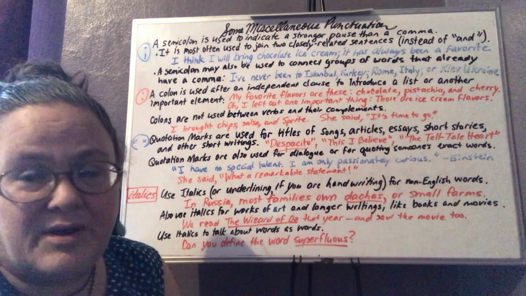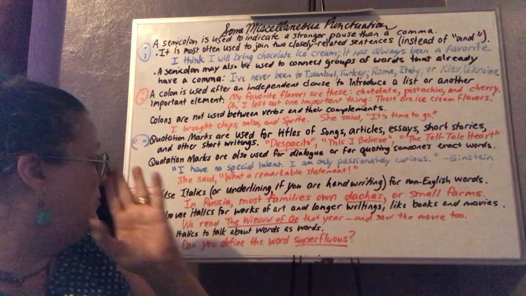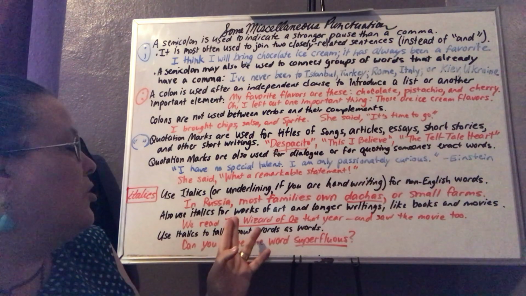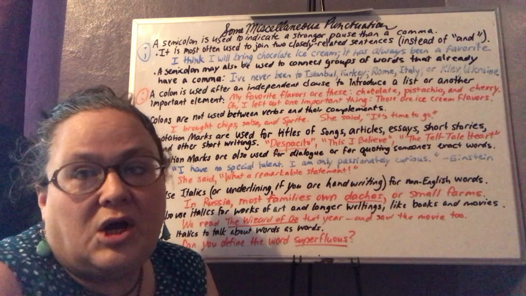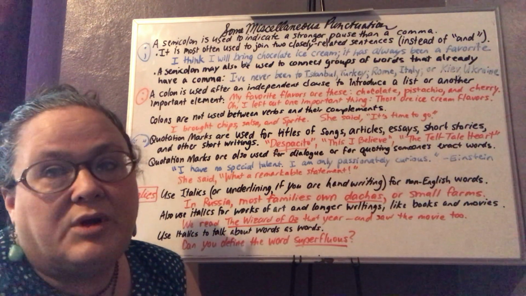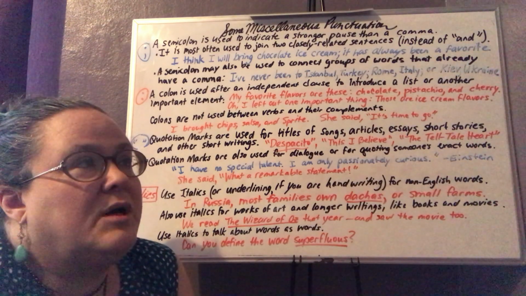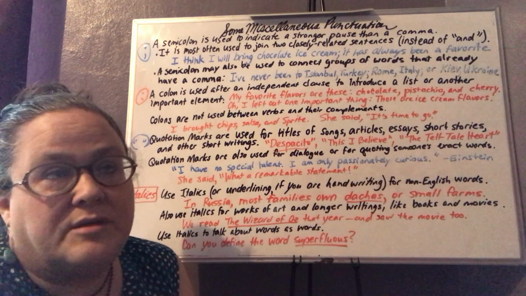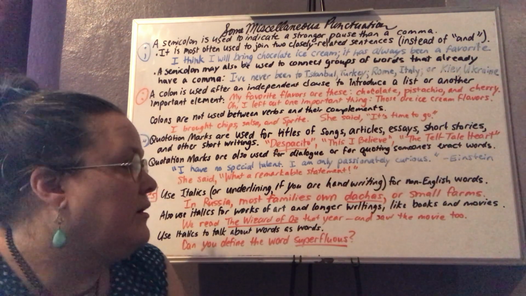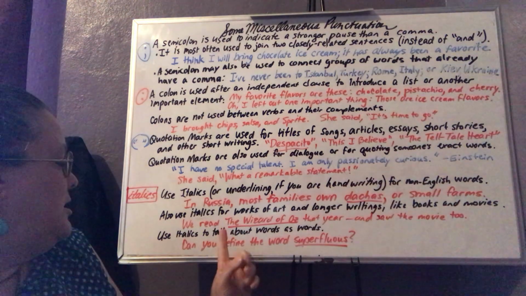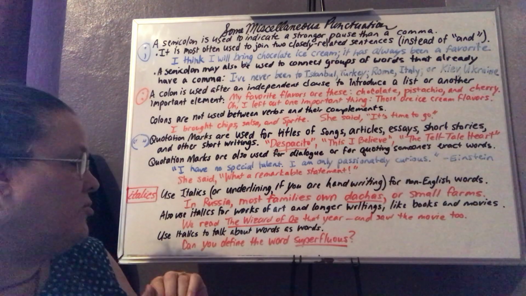I could go into that because I'm extremely interested in Russian culture, but I need to get back to this. Also use italics for works of art and longer writings like books and movies. So if you're going to talk about the Mona Lisa, you need to underline Mona Lisa. If you want to talk about the Nutcracker Suite, which is a long musical piece, then we need to underline that. Here's an example in a sentence. We read The Wizard of Oz that year and saw the movie too. So The Wizard of Oz is underlined.